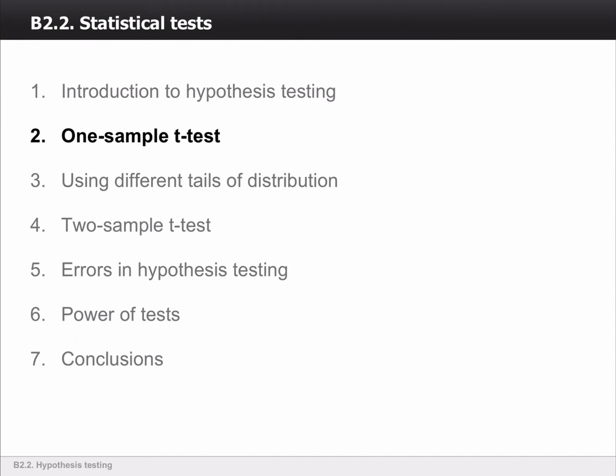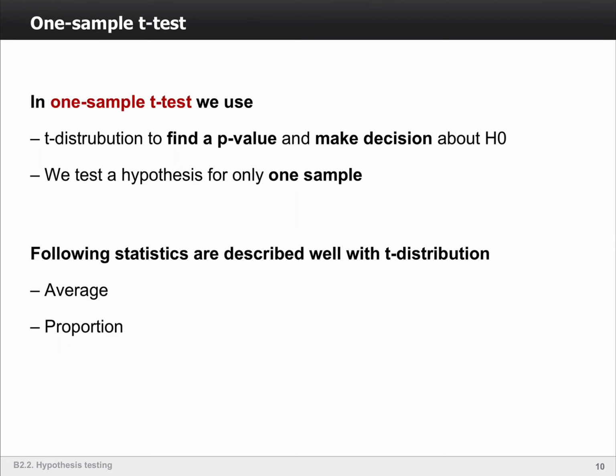Let's start with the simplest case. It's called one sample t-test. And the idea is very similar to what we have used by calculating confidence interval for average of one sample. So in one sample t-test, we will use t-distribution to find this chance.